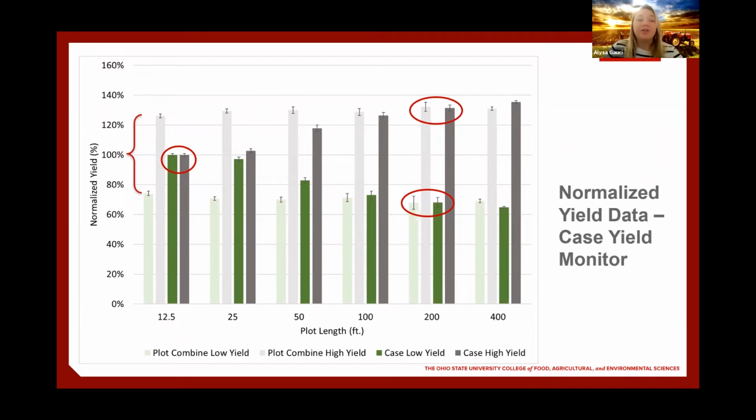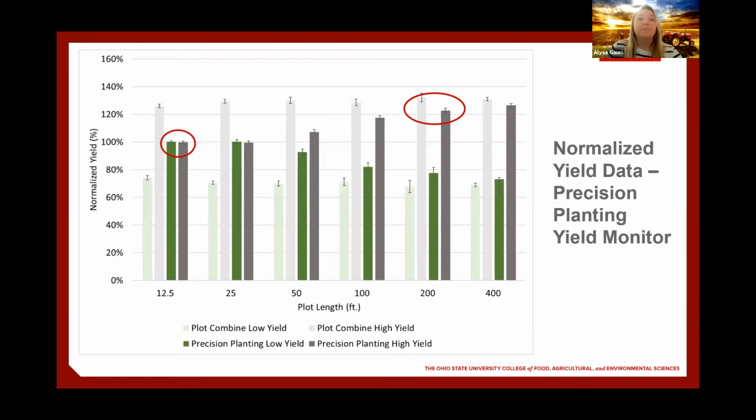There was another yield monitor used in the study. And here we see a very similar pattern with the Precision Planting yield monitor, that at 12.5 and 25 feet, the yield differences are not detected by the yield monitor. Even here, we also see some differences start to be recorded at 50 feet, but it's not until the much larger distances where the yield monitor data begins to closely match what we saw from the plot combine data.